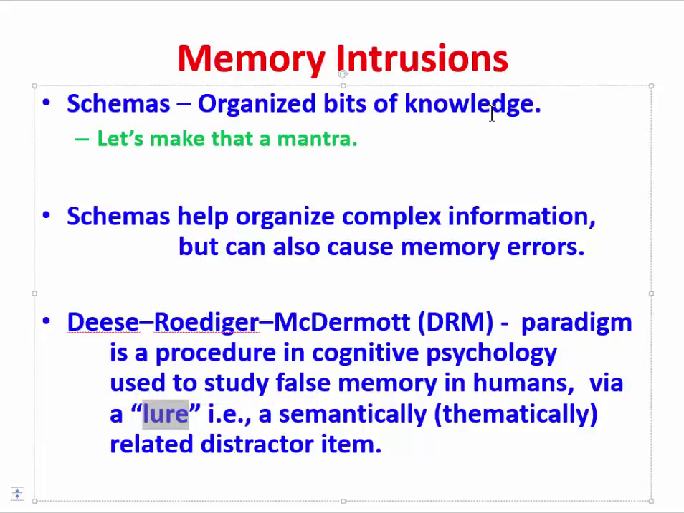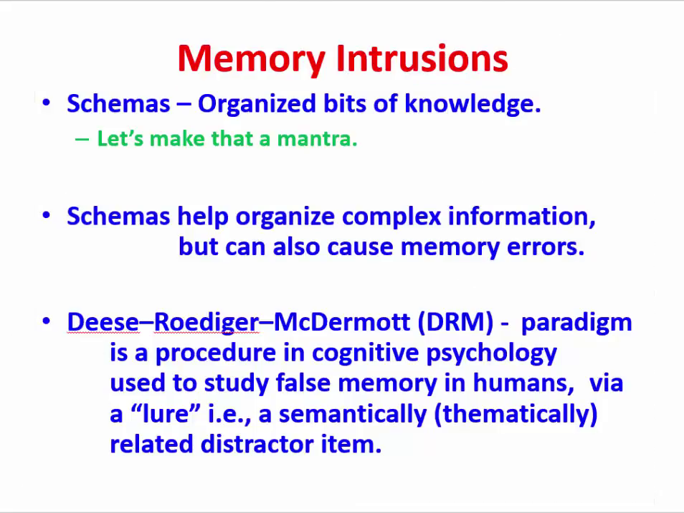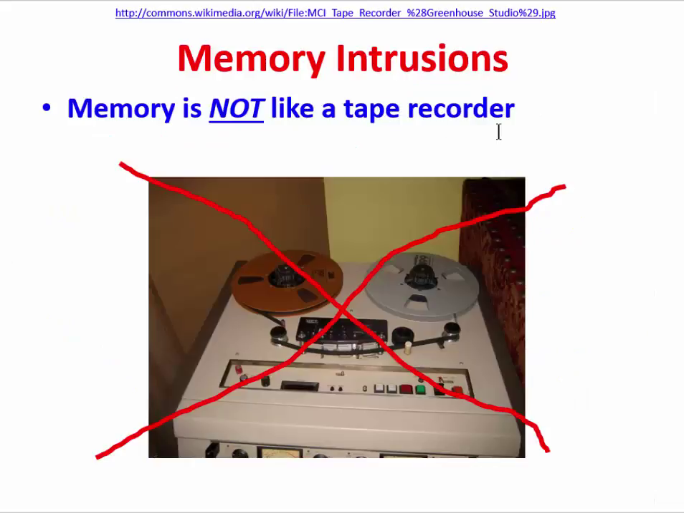This is taking advantage of schemas, the organized bits of knowledge that we have about the things that we do when we are sleeping. We associate certain words and certain activities with sleeping. These schemas generally help us, but they also can be a source of memory intrusion, a source of memory errors. Now, what's particularly fascinating about the DRM paradigm is it makes a very clear point, and that is that memory is really not like a tape recorder. So we've crossed out the tape recorder here, and this is a very old-fashioned tape recorder, but you get the point.